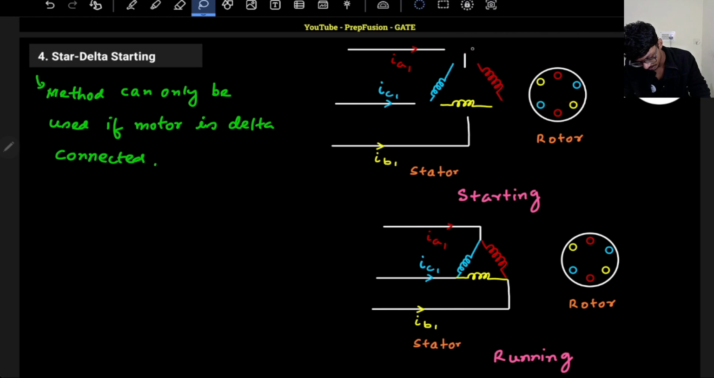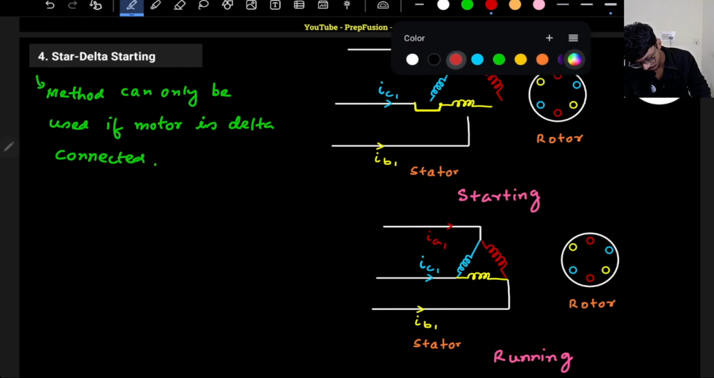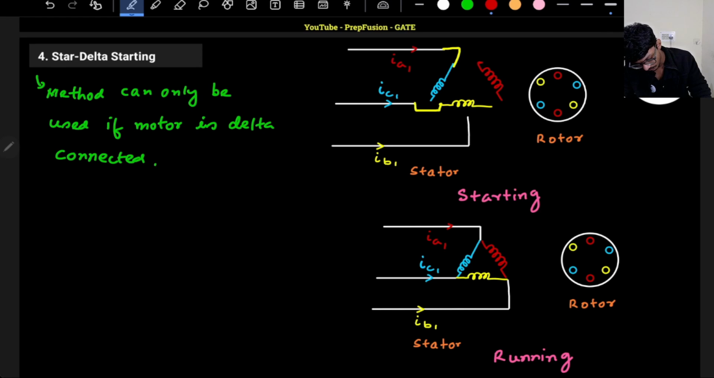How do we connect things in star? Although the windings are in delta, we can connect them in star. We'll connect this point to here, and this point to here, and this point can be connected to this point. All of them will have a common connection. So the common point will be this one. This is how we can connect them in star, although this does not look that great.